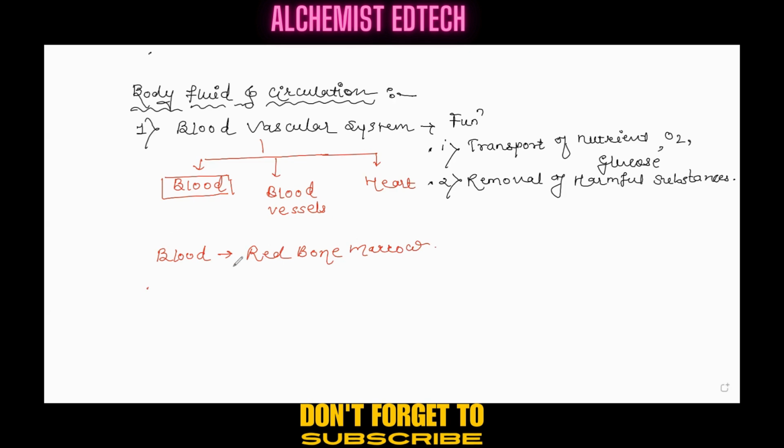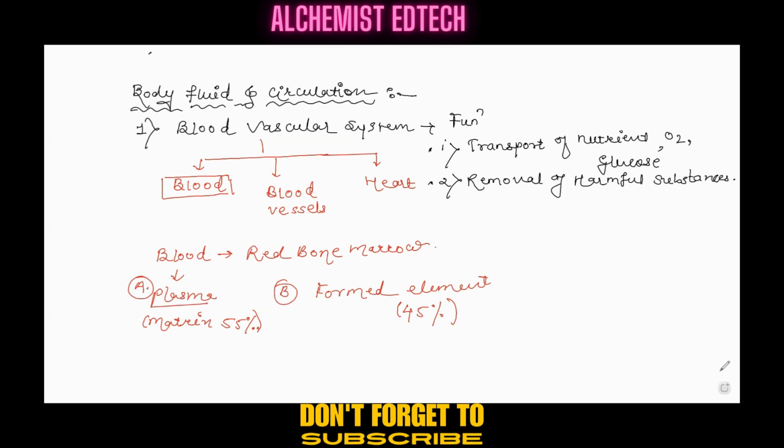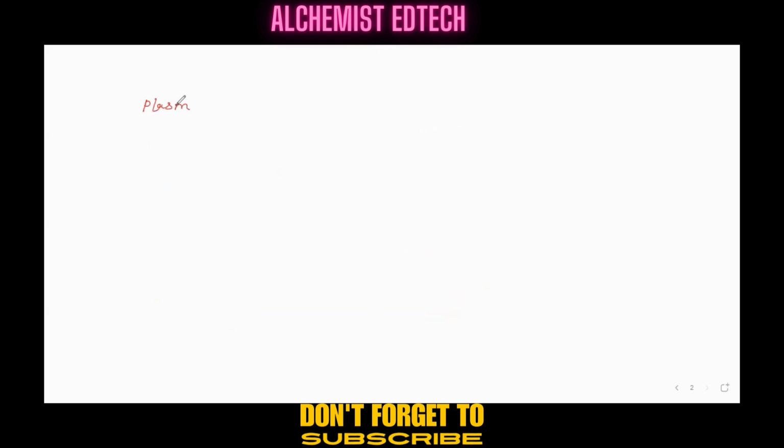And what are the components present in our blood? In our blood, we have plasma, the very first component, and the second component is formed element. Now here the plasma matrix, the percentage present in our blood is 55, while the formed element is 45% present in our blood. So let's discuss firstly about the plasma.